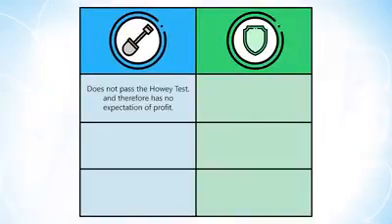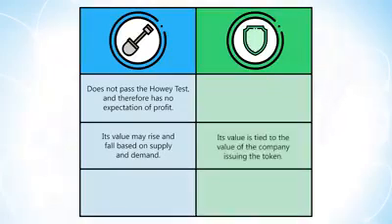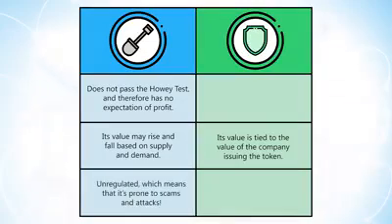In conclusion, a utility token is a token that does not meet the requirements of the Howey Test and as such does not have any expectation of profit. Its value may rise and fall based on supply and demand, but its value cannot be tied in any way to the value of the company behind it. Because they are unregulated, they can be generated and sold freely, including by scammers, so be sure to exercise caution when buying.